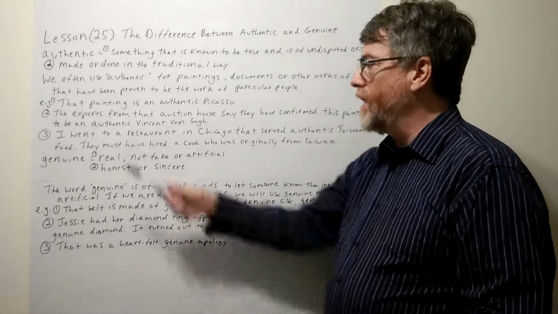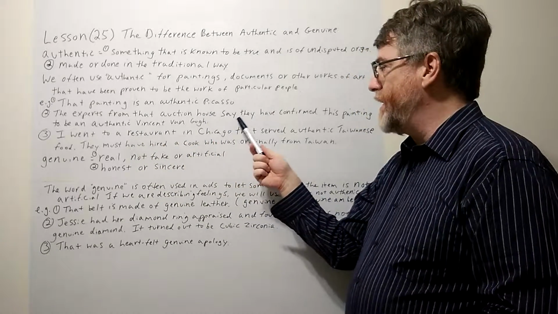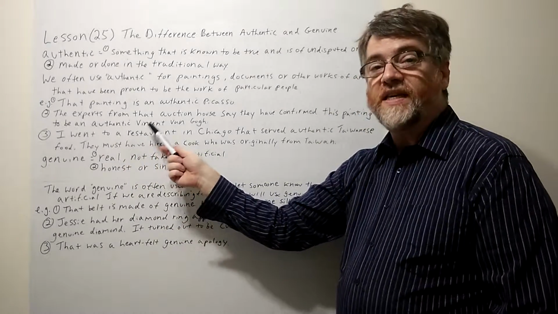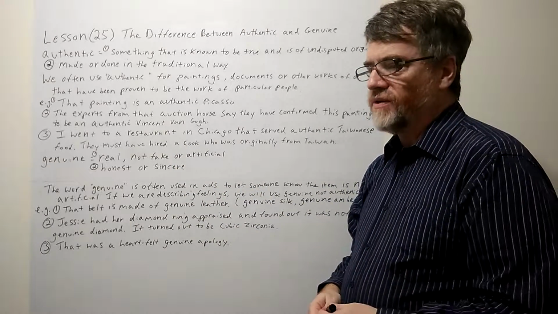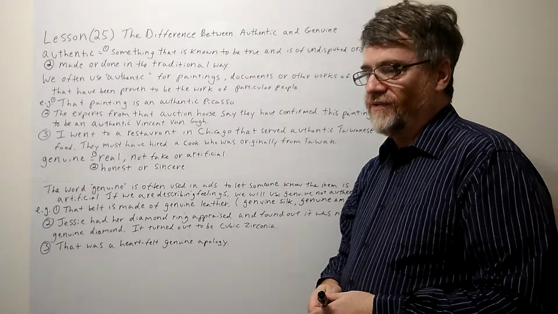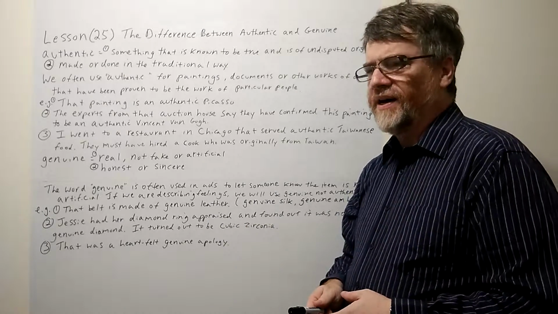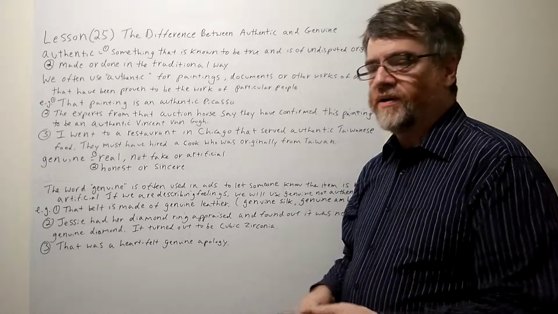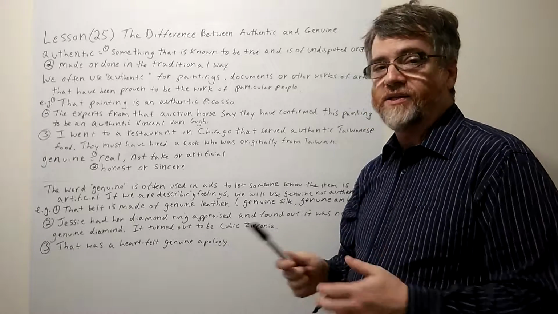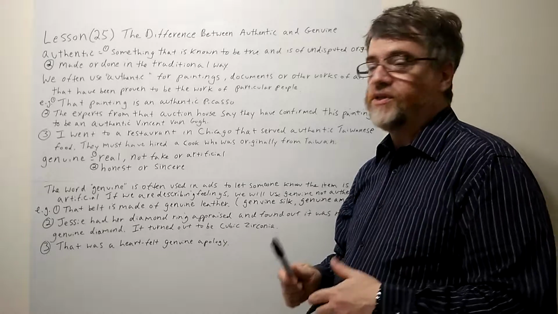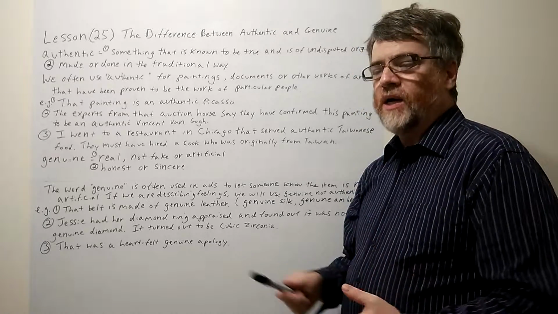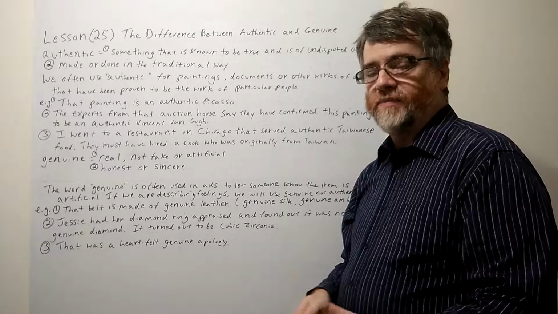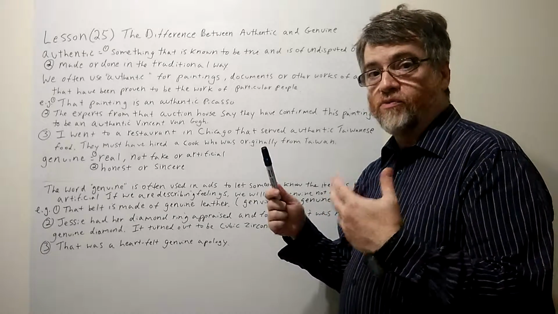It's an authentic one. The experts from that auction house say they have confirmed this painting to be an authentic Vincent van Gogh. An auction house has to do that. If it turned out not to be authentic, they could get in a lot of trouble. They might get sued. Their image might be hurt in many ways. So an auction house has to do that. They have to have their own experts that they hire to check things like this. So again, this is another case where we're much more likely to use authentic than genuine, especially because of the origin of something, where it came from, that it's actually the real one.